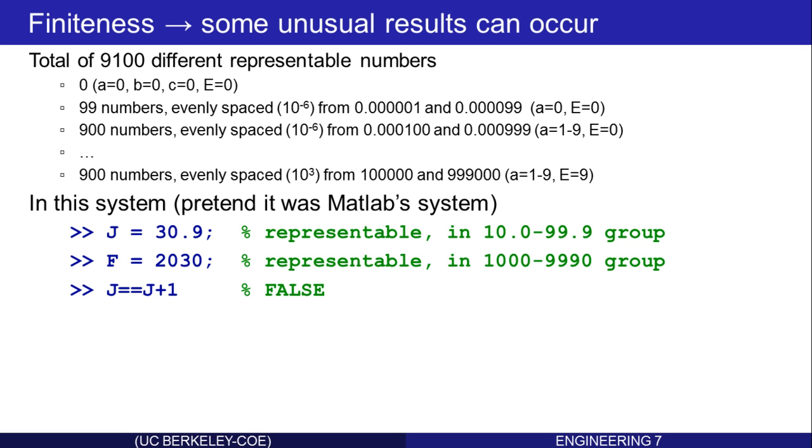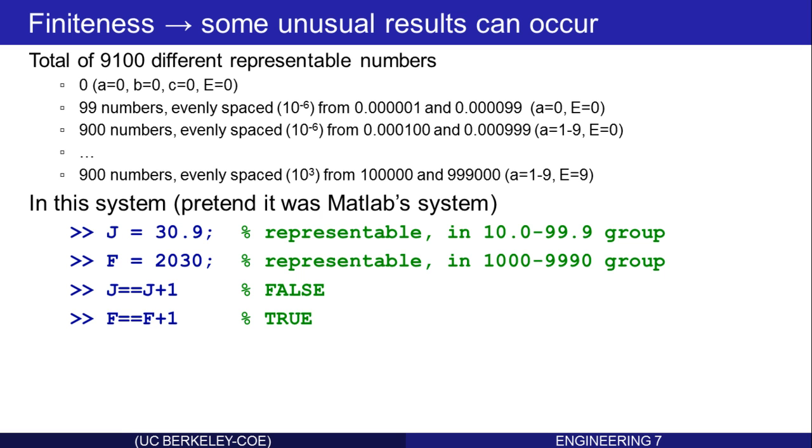Compare J to J plus 1. Well, there's a calculation on the right-hand side, J plus 1. The exact answer is 31.9, and 31.9 is representable. So J plus 1 must lead to 31.9. 31.9 is not the same as 30.9, so that expression involving a relational operator evaluates to false.